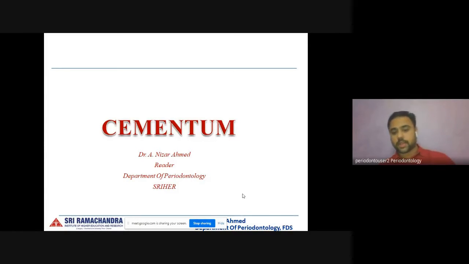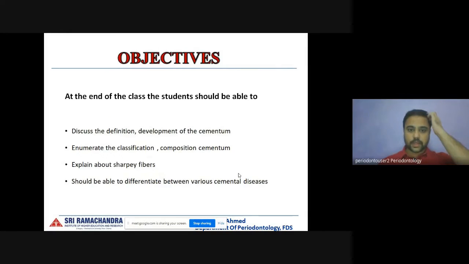Today's class is about cementum. It is a very important basic tissue. The objectives of the class: at the end of the class, the student should be able to discuss the definition and development, enumerate the classification and composition, explain the Sharpey's fibers, and differentiate between the various cemental diseases.